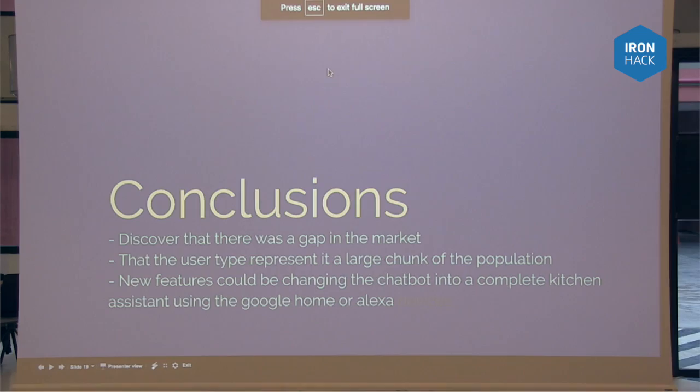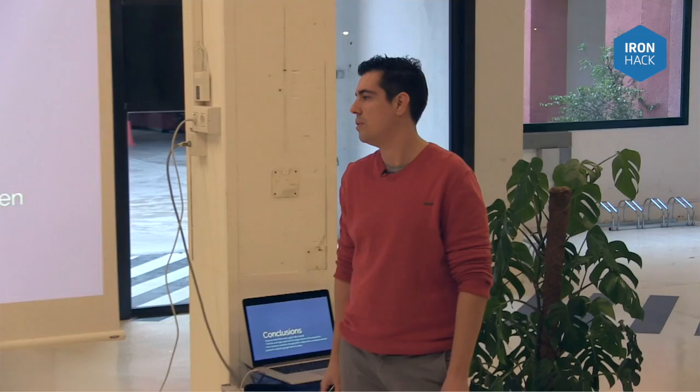Here, the conclusion. I discovered that there was a gap in the market, that the user type represents a large chunk of the population, and in the future the chatbot could be changed into a complete kitchen assistant using Google Home or Alexa from Amazon.